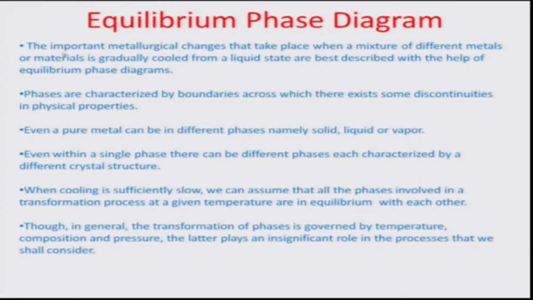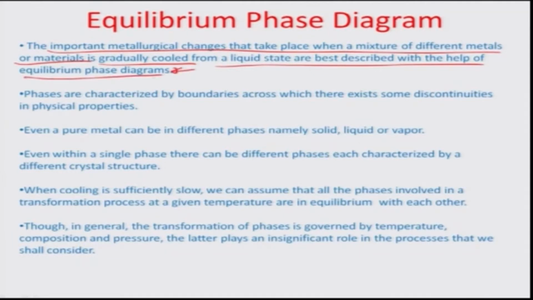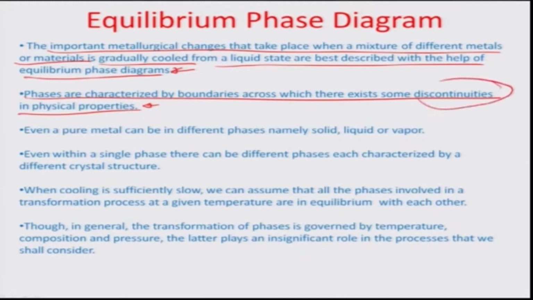The important metallurgical changes that take place when a mixture of different metals or materials is gradually cooled from a liquid state are best described with the help of these equilibrium phase diagrams. Phases are characterized by boundaries across which there exist some discontinuities in the physical properties. I am going to come to this later when I actually explain the diagram.